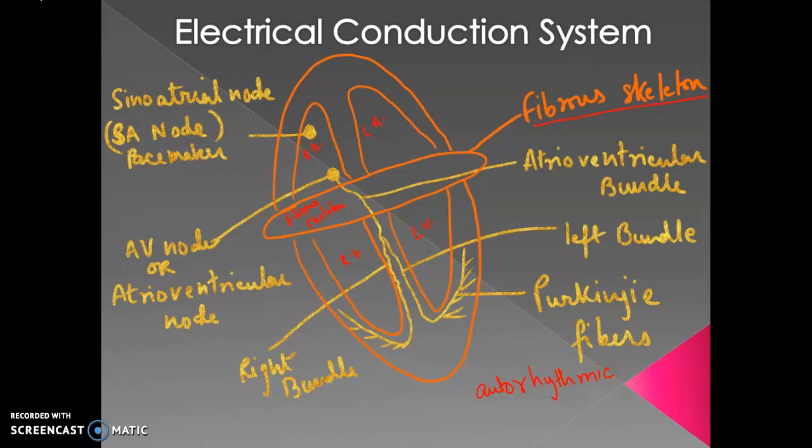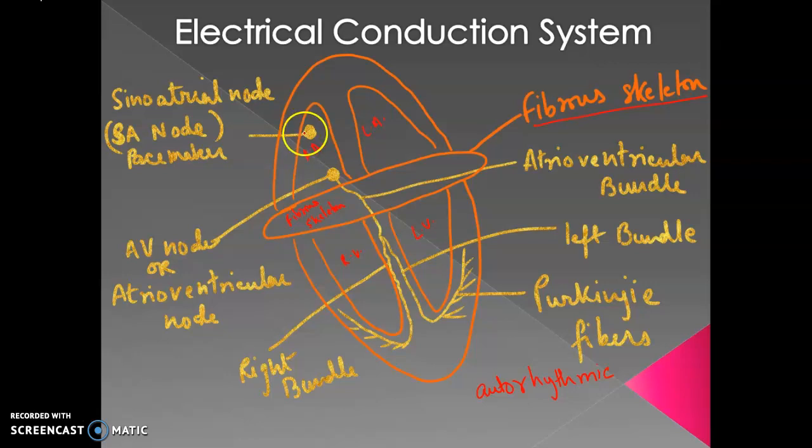Now there are specific cells in the heart that help in generation of this rhythmicity of the heart, and those specialized cells are found in the SA node or sinoatrial node or pacemaker of the heart, shown by the yellow knob-like structure on the superior part of the right atrium.